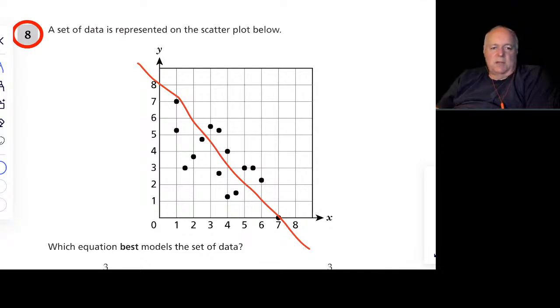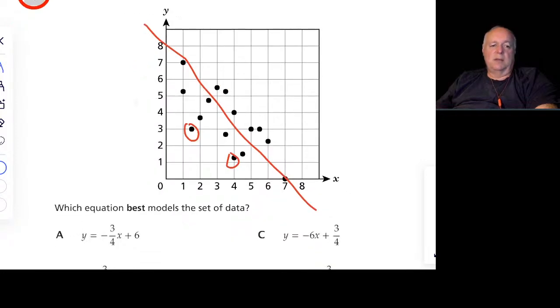This dot's all over the place. You could argue that might be an outlier, maybe even that. Otherwise, everything else kind of seems to be in place. There's really nothing going on. There's no title. We don't know what the data represents, and so on. All right, so let's go back to the words. A set of data is represented on the scatter plot below. Okay, so that's pretty clear. There's nothing deep there.